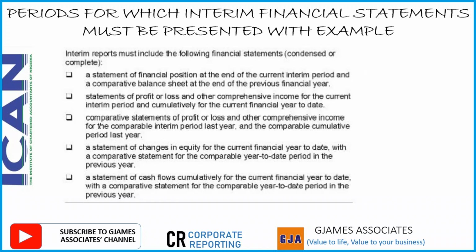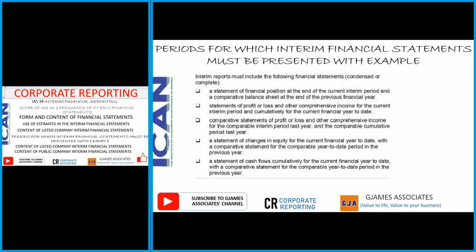Comparative statement of profit or loss and other comprehensive income for the comparable interim period last year must show, and the cumulative for the year must show. The statement of changes in equity too, we must show the comparative statement for the comparable year to date period, and also the current interim one we are reporting. Also, cash flow statement, the cumulative for the current year to date with the comparative statement for the comparable year to date must show, and we must show that of the interim that we are actually reporting.